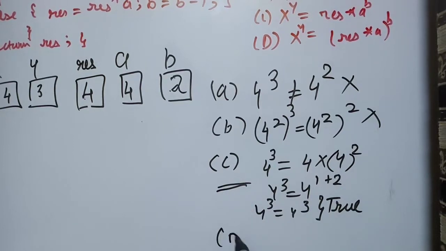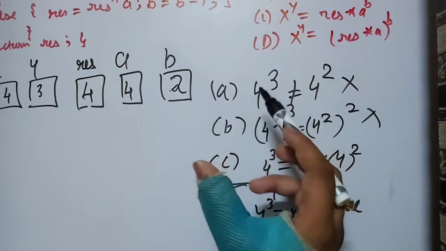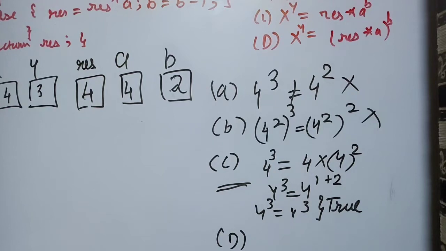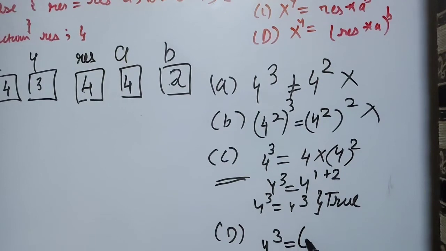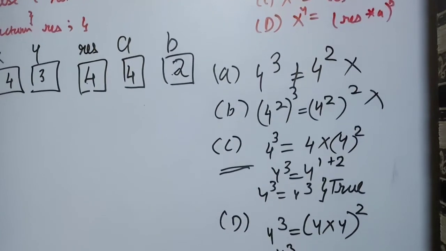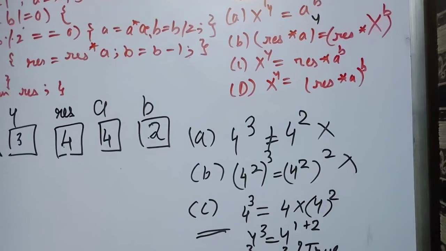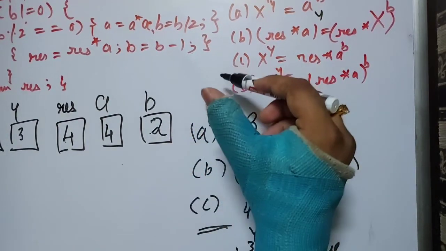But next let's analyze the D option also, which says that x to the power y is equal to res into a, the whole to the power b. X to the power y is 4 cube, and result we have calculated as 4, into a is 4, and b is 2, so is 4 cube equal to 4 to the power 2 plus 2, which is 4? So this option is false, as 4 cube is not equal to 4 to the power 4. So the correct option here is C. It was an MCQ type question and the correct option is C.